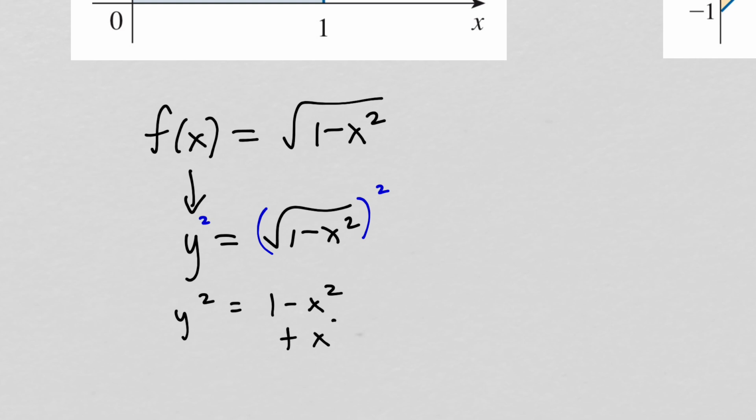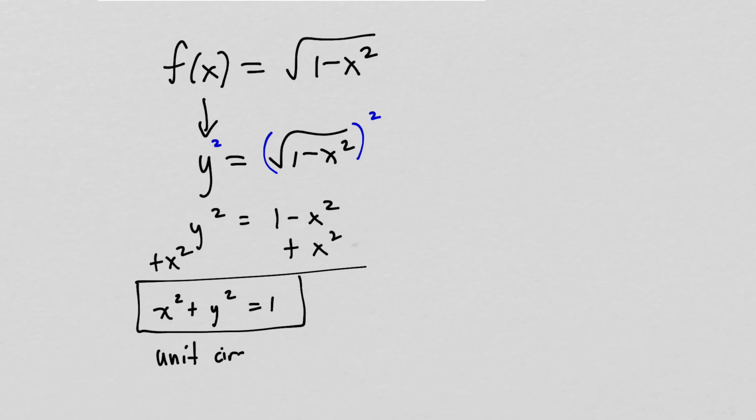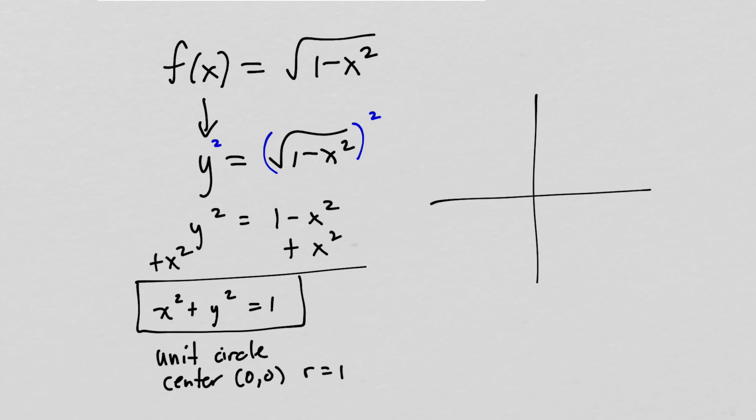And then if I add x squared to both sides of the equation, I get x squared plus y squared is equal to 1. And you need to recognize that this is the unit circle, meaning it's a circle whose center is at the origin and whose radius is equal to 1 unit. So if I were to graph that, this is what that graph would look like.